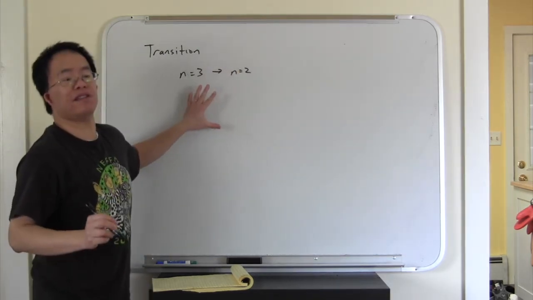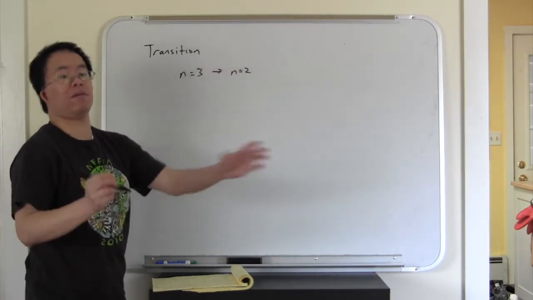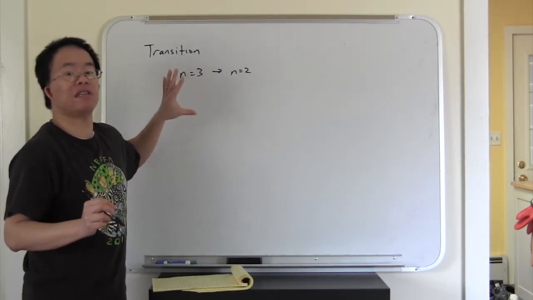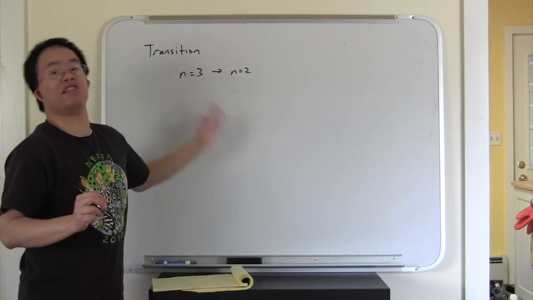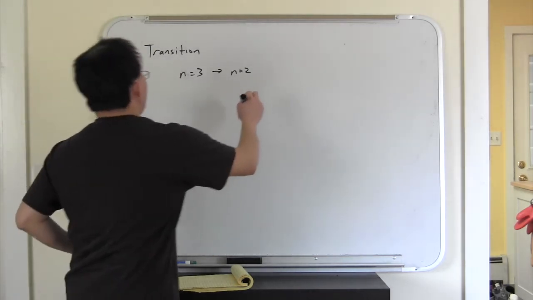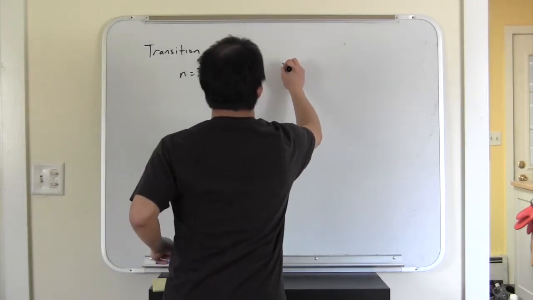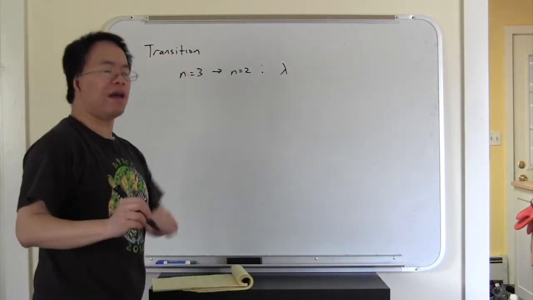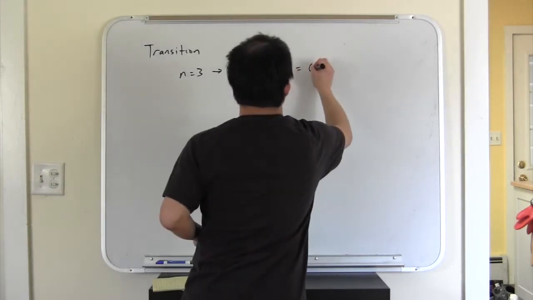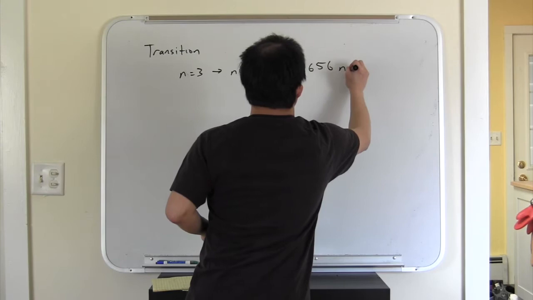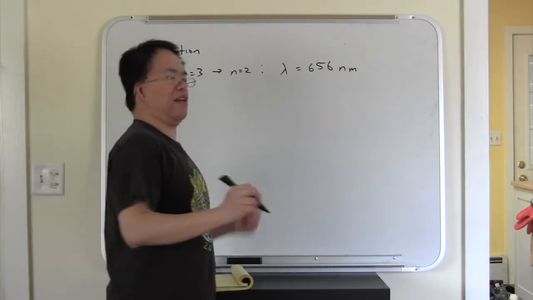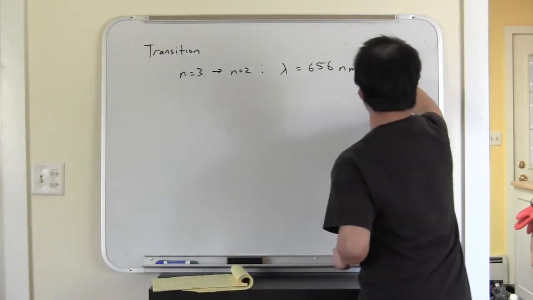Just remember that this applies whether you're talking about the Bohr atom or the Schrödinger atom, because the Schrödinger energy eigenvalues are exactly the same as what the Bohr model predicts. This transition is associated with emission of light of a wavelength of just about 656 nanometers. Now astronomers call this the H-alpha spectral line.